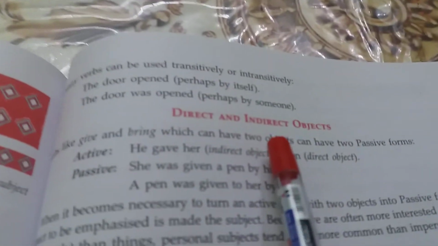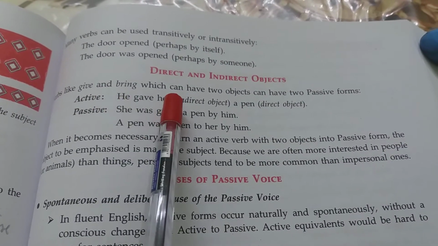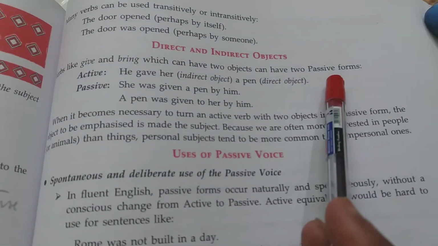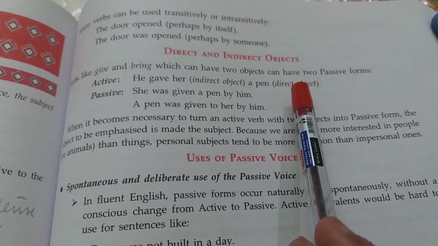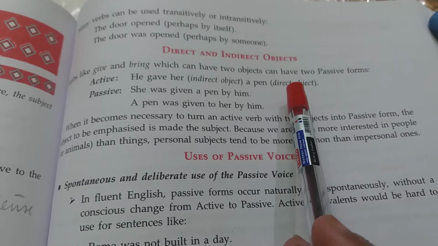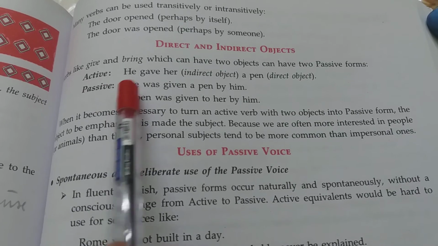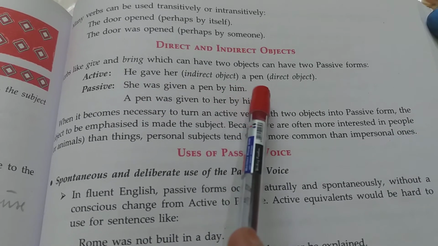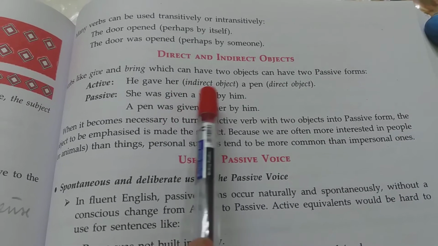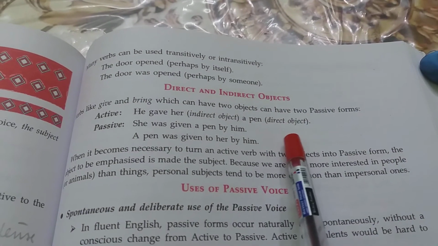Direct and indirect object. Verbs like give and bring, which can have two objects, can have two passive forms. So a sentence in the active voice which has two objects will also have two passive forms. Active: He gave her a pen. Here, her is an indirect object and pen is a direct object.